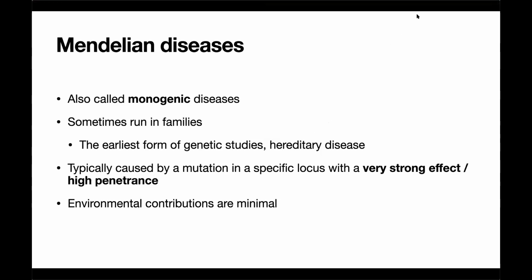There are a number of examples, but perhaps the one that always pops into my head in this context would be hemophilia in various European royal families. It's a classic hereditary disease. Typically, these monogenic diseases are caused by a mutation in a specific locus, which means a specific gene, but with a very strong effect or high penetrance. And the environmental contributions to these are very, very minimal.